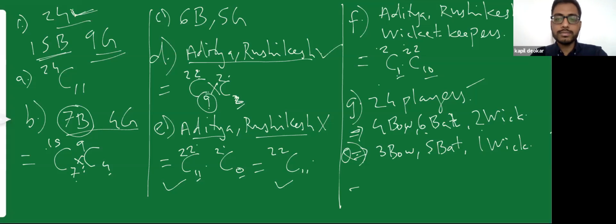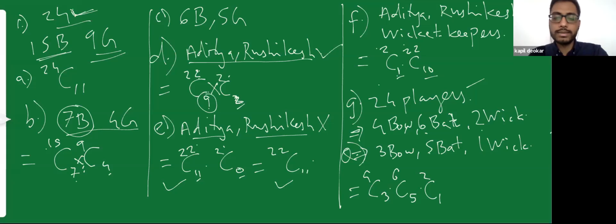So let's try to solve this. How many bowlers do I want? 3. How many options do I have? 4. So that can be done in 4C3 ways, multiplied with. How many batsmen do I want? 5. How many batsmen do I have? 6. So that can be done in 6C5 ways. Multiplied with. How many wicket keepers do I have? 2. And how many do I want? 1. So that can be done in 2C1 ways.